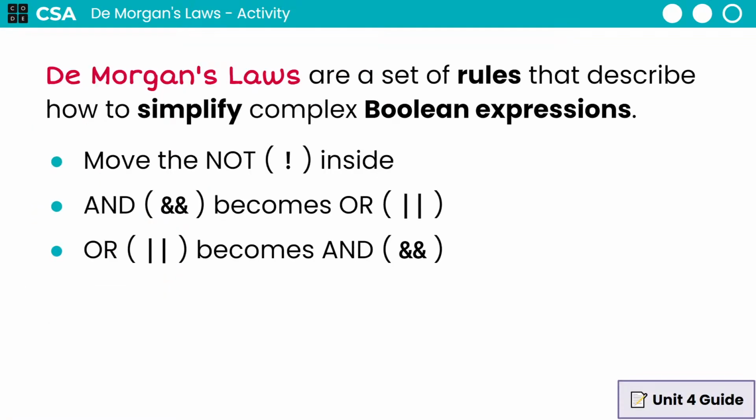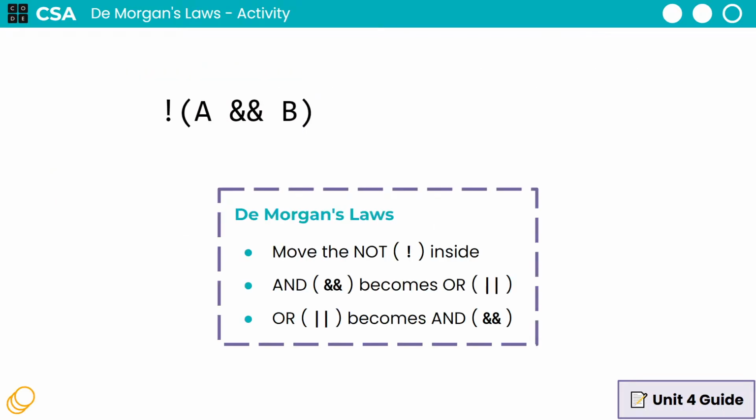All right. So, what are De Morgan's laws? De Morgan's laws are a set of rules that describe how to simplify complex expressions. And really what this is talking about is a way of making this more compact. You can make this really, really complex, and we want to make it less complex. So the way to go about this is: move the not inside, and becomes or, or becomes and. That's a very general idea of it. We're going to get into more of the detail of what that means in a second.